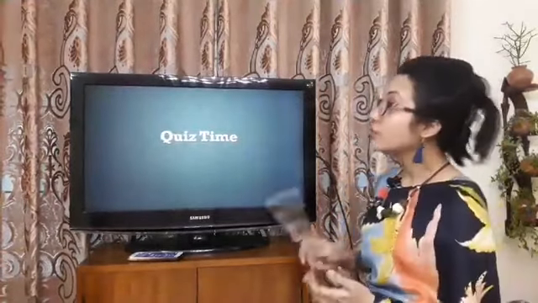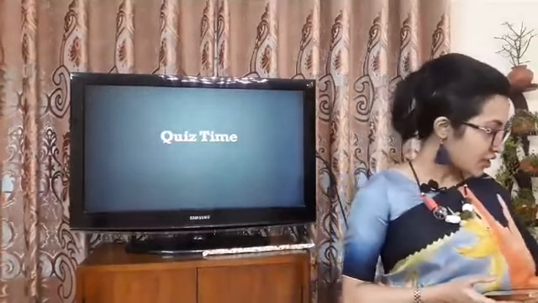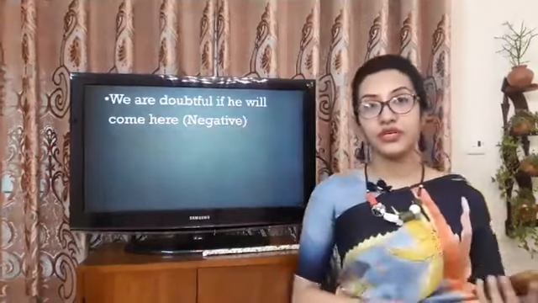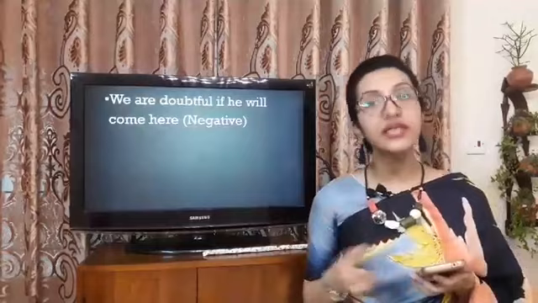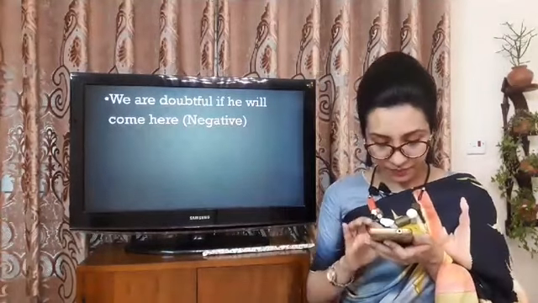So we are almost at the end, just 2 questions left, and after that we are going to wrap up for today. So the question is, we are doubtful if he will come here. We have to make it negative. আমাদের কি আছে, সন্দেহ আছে যে সে আসবে কিনা। How we are going to make it negative? Let me know.